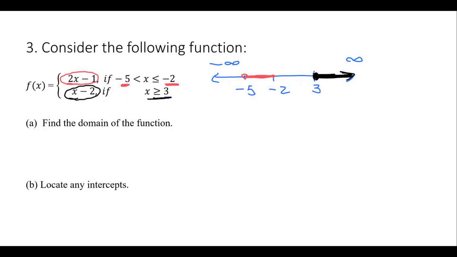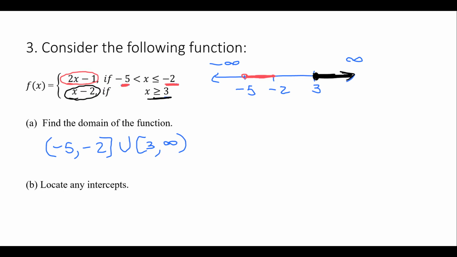So let's go ahead and write that in interval notation. That's going to be negative 5 with a parenthesis because it's not included, to negative 2 with a bracket because we do include negative 2, and then from 3 included all the way to infinity.